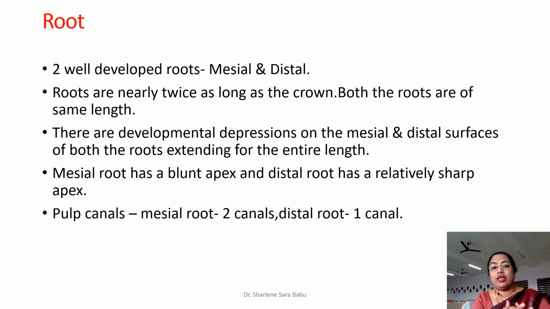Then about the root, it has two well-developed roots, that is a mesial root and the distal root. The roots are nearly twice as long as the crown and both the roots are of the same length. There are developmental depressions on the mesial and the distal surface of both the roots extending for the entire length. The mesial root has a blunt apex and the distal root has a relatively sharp apex. About the pulp canals, the mesial root may have two canals and the distal root has one canal.